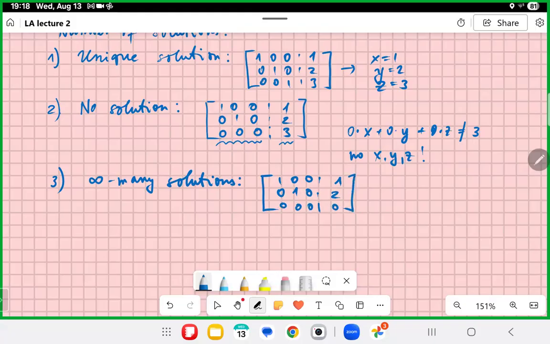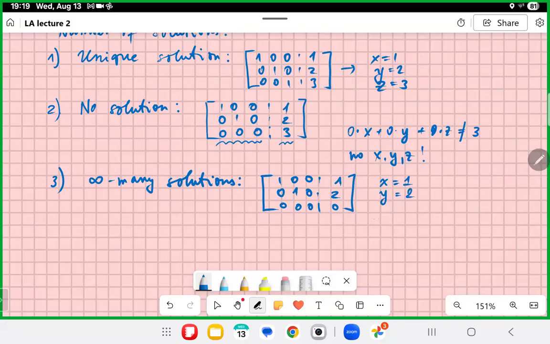So imagine that you get this row of zeros at the very bottom, but the right side is equal to 0. What does it mean? How is it going to end up with infinitely many solutions? Well, let's look at the first equation. The first equation is going to produce x equals 1, right? The second equation is going to produce y equals 2. What is the third equation going to produce?